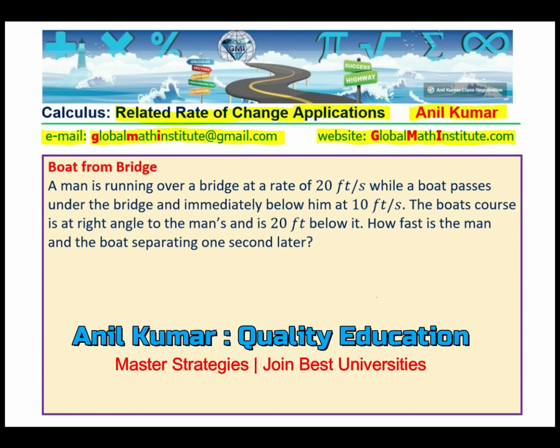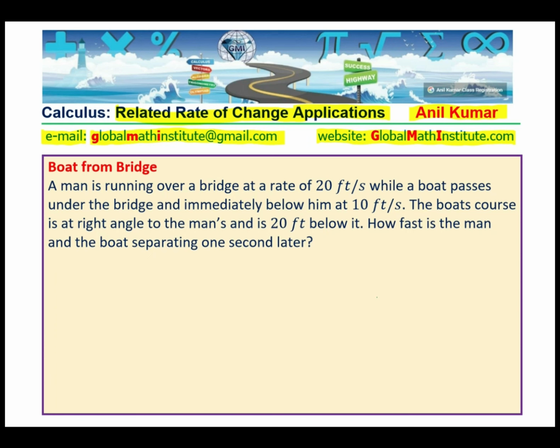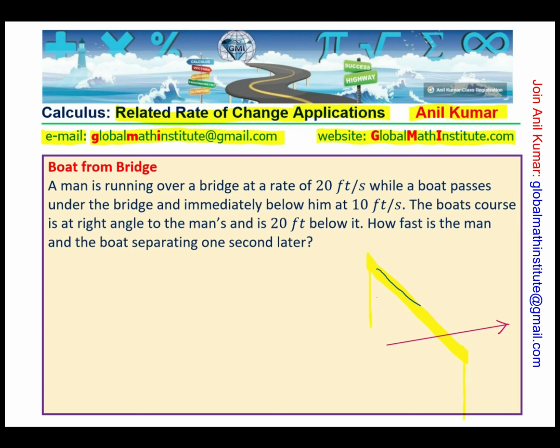Now let's try to understand the question with the help of a sketch and then solve it. Assume that this is the bridge over which the person is running and has a height of 20 feet. The boat goes under the bridge at the right angle, so that is the path along which the boat is going. Person is right there above the bridge. Person is running, right?